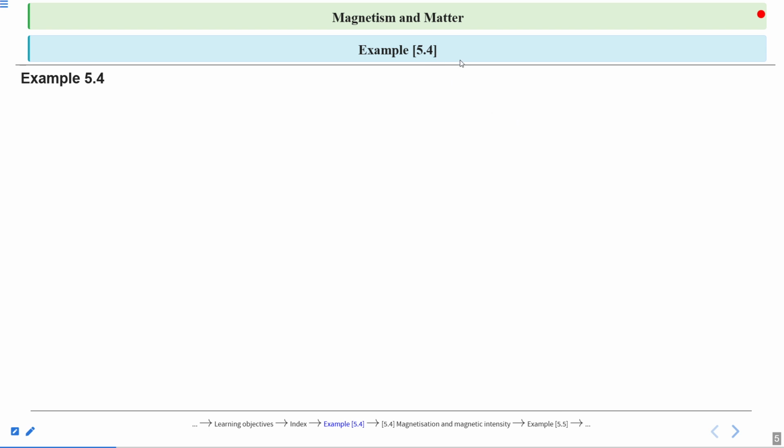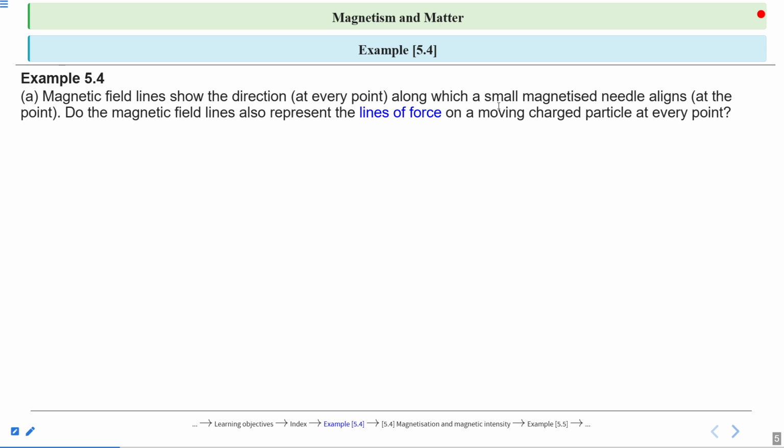So first thing, example 5.4. Example 5.4 has 4 parts, so we will solve it part by part. A part: magnetic field lines show the direction at every point along which a small magnetized needle aligns at the point. Do magnetic field lines also represent the line of force on a moving charged particle at every point?